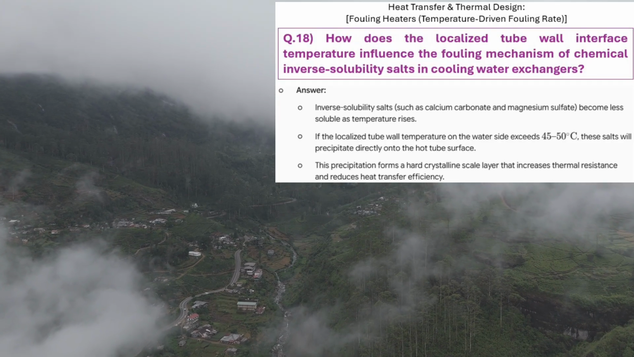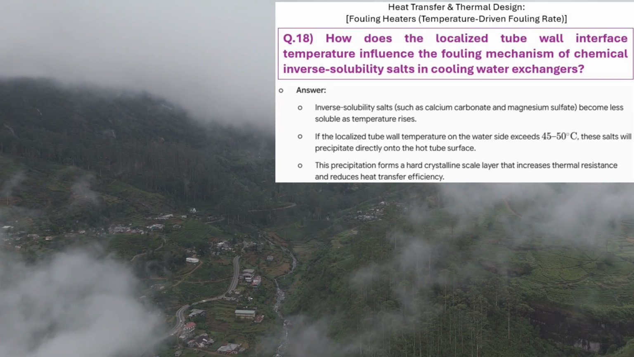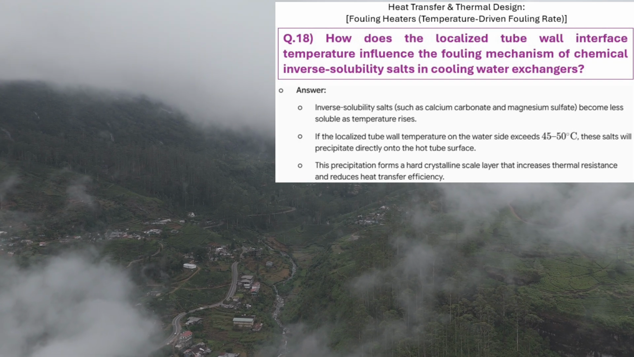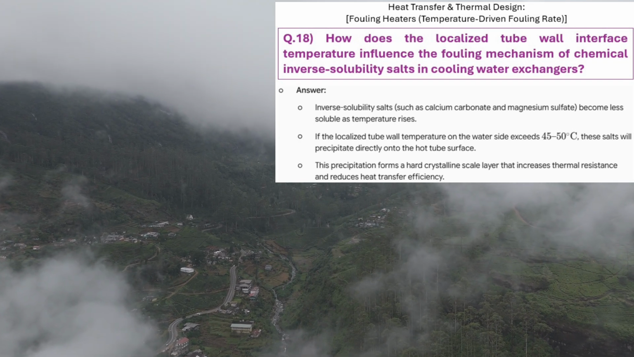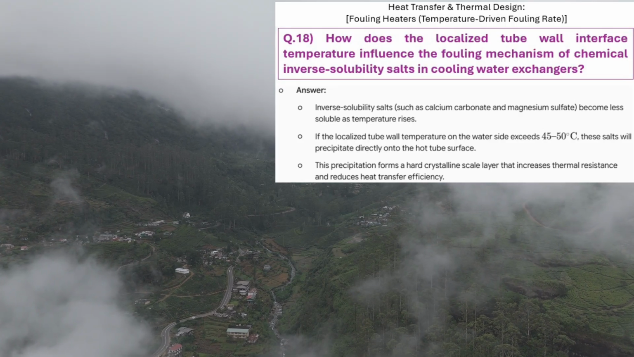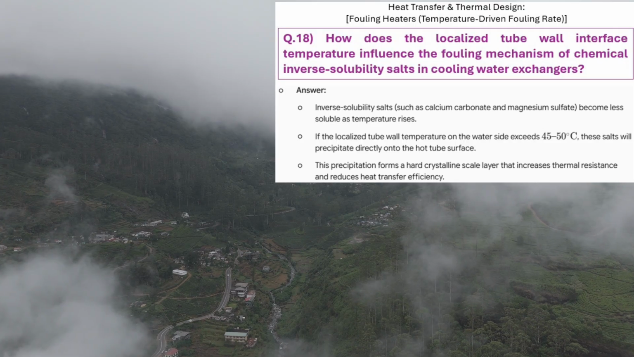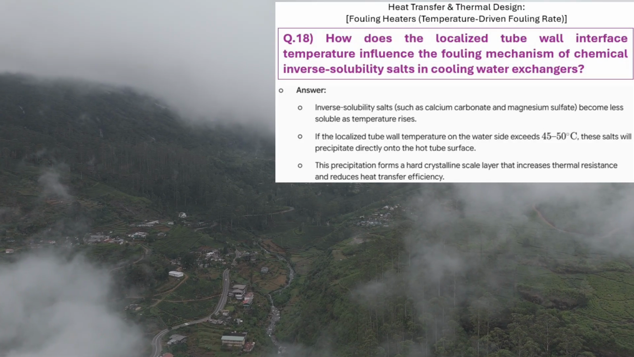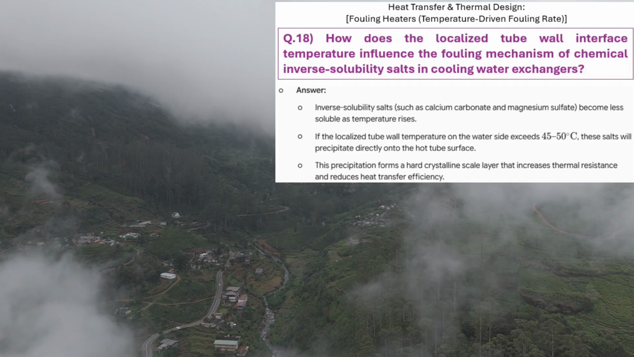Yes, specifically compounds like calcium carbonate. Unlike normal salts, these actually become physically less soluble as the local fluid temperature rises. So precipitation is driven entirely by the localized tube wall interface temperature, strictly on the water side, not by the safely mixed bulk temperature exiting the nozzle.